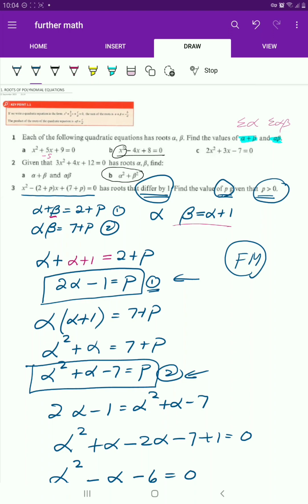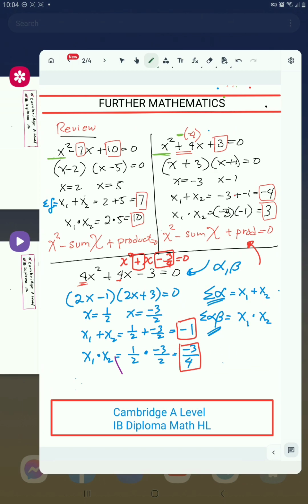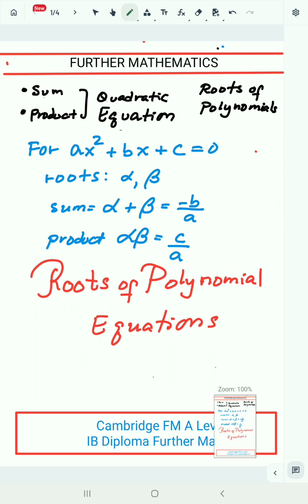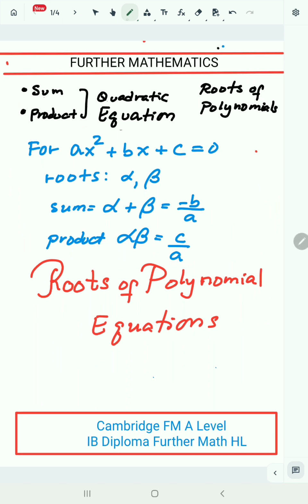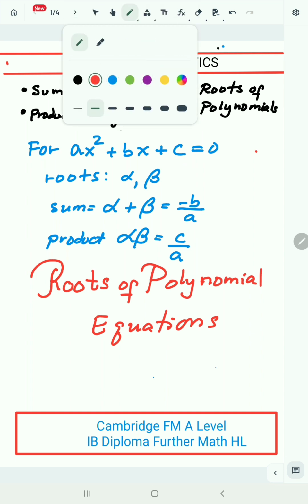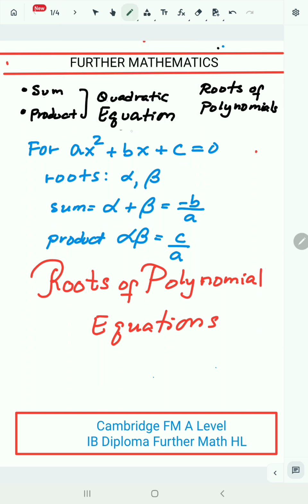Hope that you learned something again, but before that, let's just go back to our summary. This is what we have learned, that ax squared plus bx plus c can be transformed into x squared plus b over a x plus c over a is equal to 0. And then the sum is equal to negative b over a, and the product will be c over a. Right?